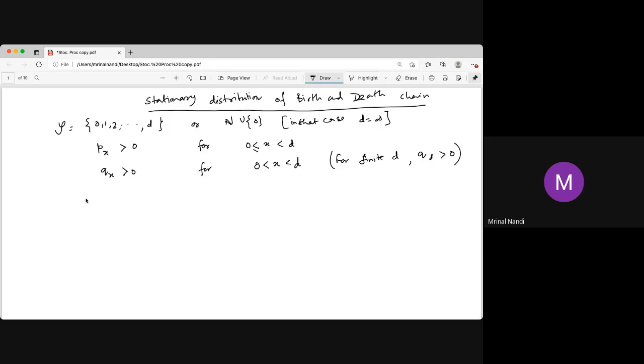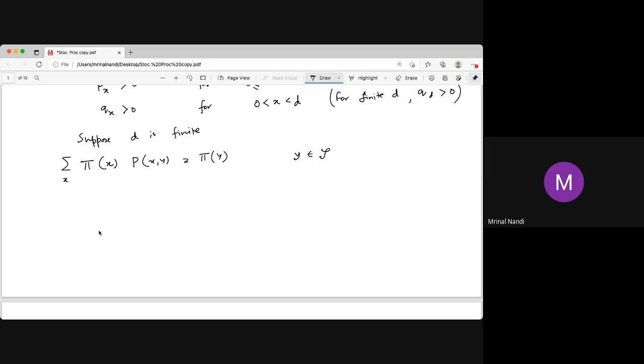Now first we take the case where d is finite. In that case, with pi the initial distribution, pi times pxy is nothing but pi y, summed over all x, for all y in this state space. We start from x with the distribution of x, then go to y, and that is the marginal of y, the initial probability of y.